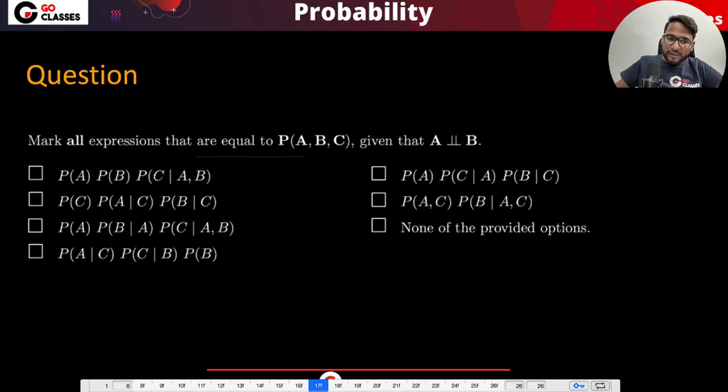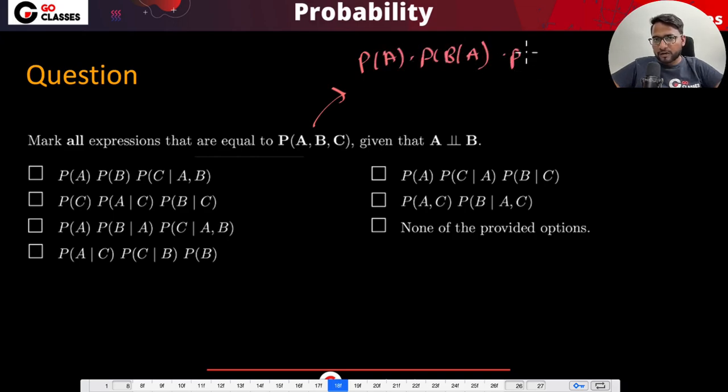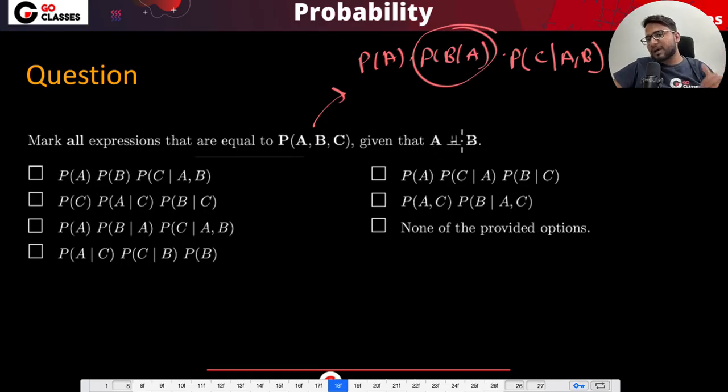So why is that the case? Because see, generally this particular term is probability of A into probability of B given A. I mean, you write from left or you write from right, it does not matter. C given A comma B. Now this particular term has been written as probability of B. That is perfectly fine because A and B are independent. Okay, they are not conditionally independent, but they are independent of each other, right? So that's why this is perfectly fine.